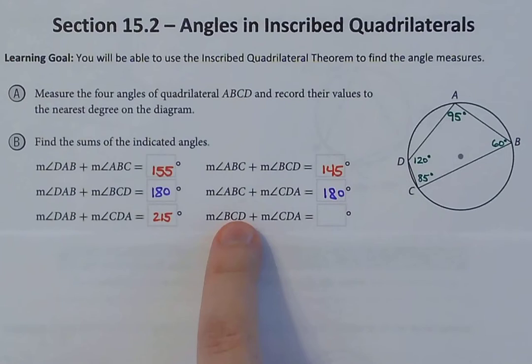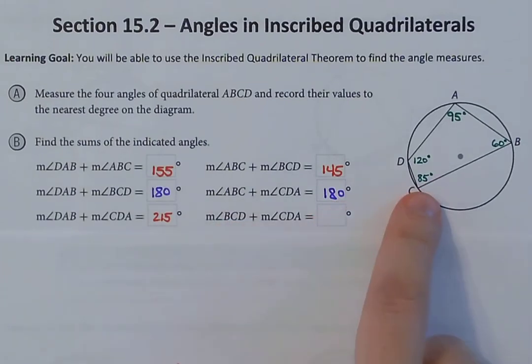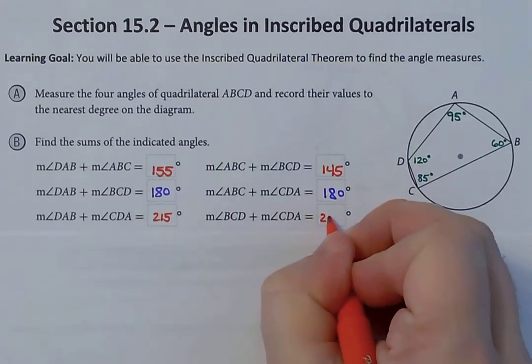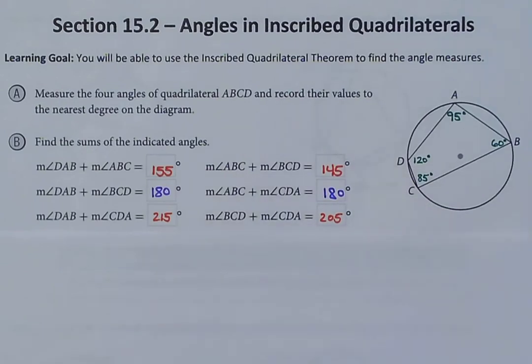And then the last one is the measure of angle C plus the measure of angle D. So the measure of angle C is 85 and the measure of angle D is 120. So if we do 120 plus 85, we end up with 205 degrees for the sum of those two. Now, the reason we do this is it's going to lead into the inscribed quadrilateral theorem. And I'm going to point out what it is before we talk about it.